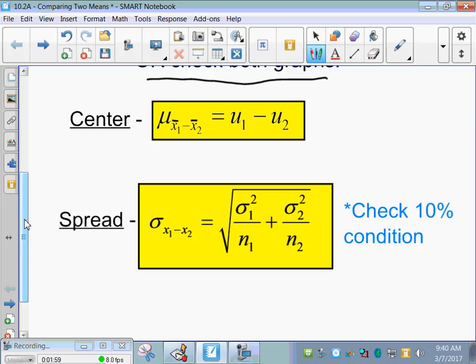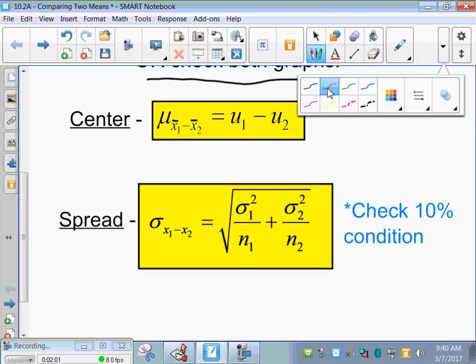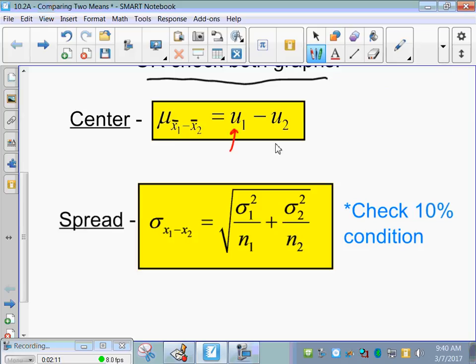All right, so the center, you guys. For the center, this is the mean of x bar minus the other x bar. If you know the true means, then you can just subtract the true means. And of course, if you don't, we subtract the x bars, right? So if we don't know those, we would do this to find our center. And typically our null hypothesis is 0, just like we did before when we get to that part. Alternate is if one is greater or less than or different.